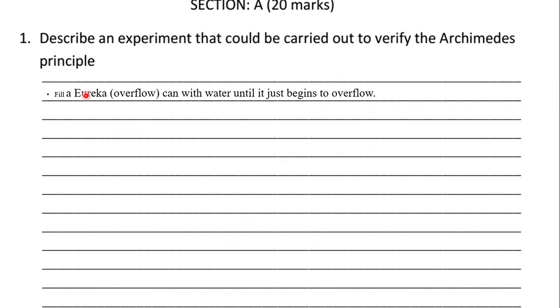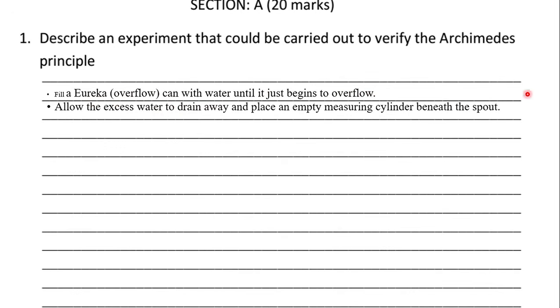So you are going to use a Eureka can, which is also called an overflow can. Remember, there's no need for us to draw a diagram, so we are going to rely totally on description. So fill a Eureka can with water until it just begins to overflow at a point called the spout. Allow the excess water to drain away and place an empty measuring cylinder beneath the spout.